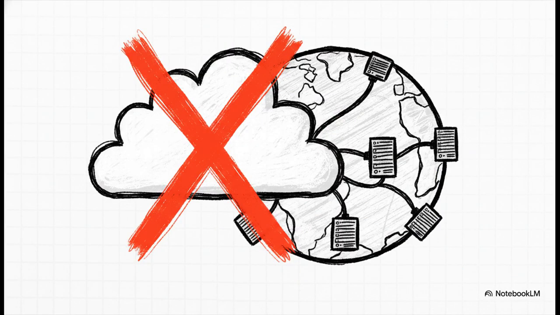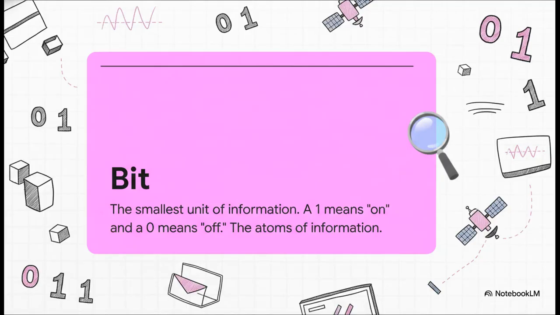See, the internet isn't some fluffy cloud up in the sky, it's a real physical system, a massive global machine built to move information. So today we're going to follow one single piece of data on its wild ride, from your computer to the other side of the world. And the hero of our story?